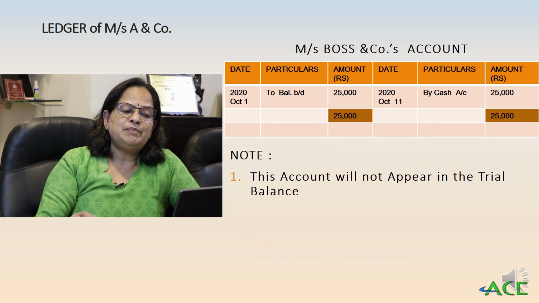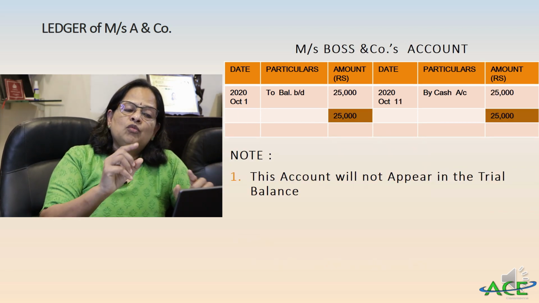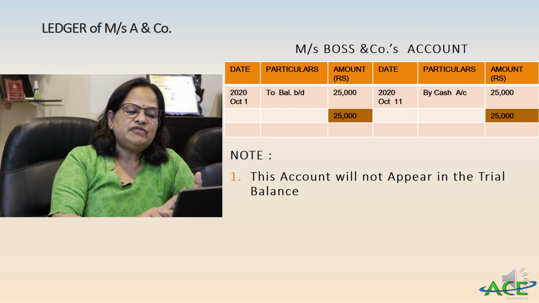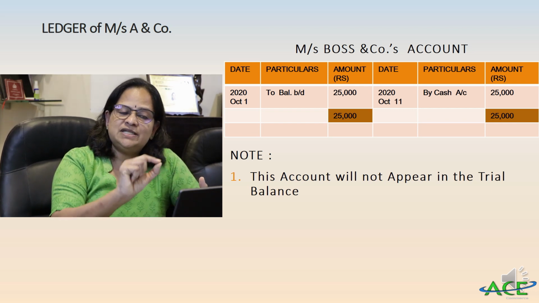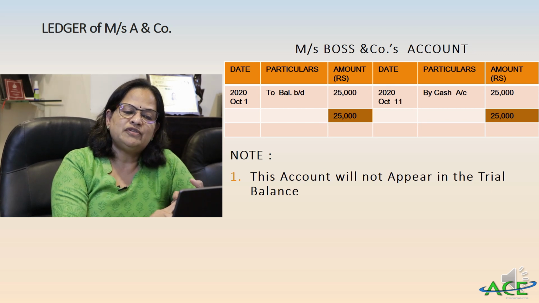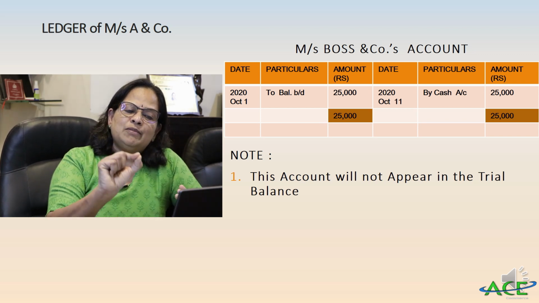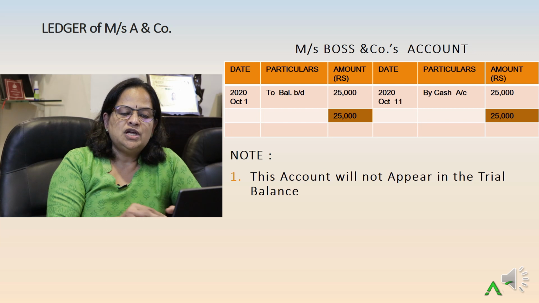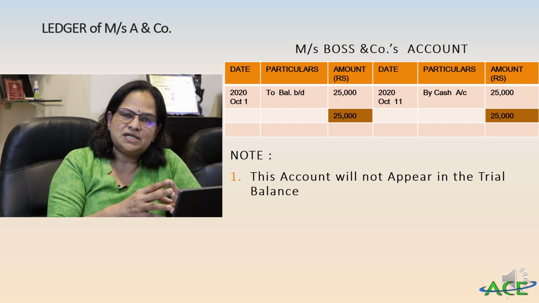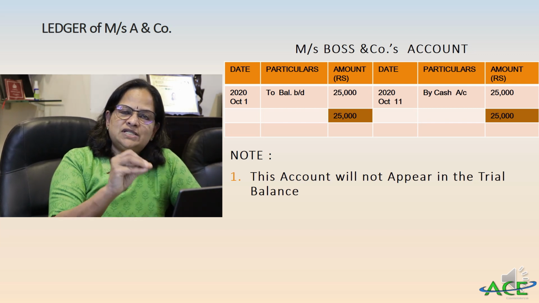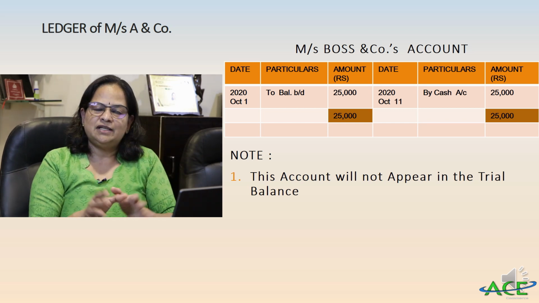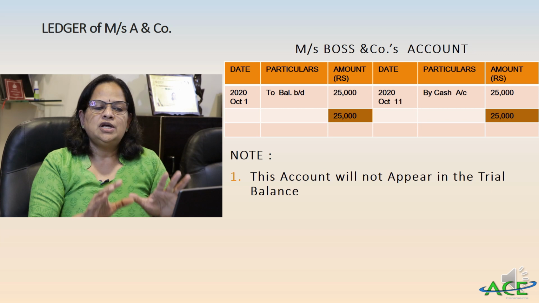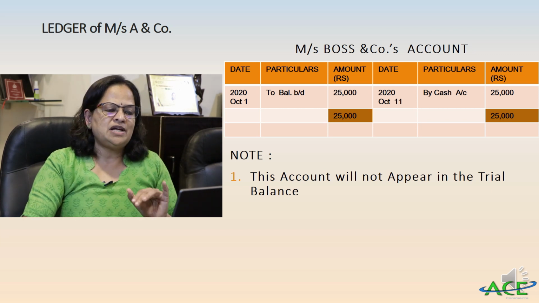Next is Boss and Company's account. There is one side, debit side 25,000, that is from the opening balance. In the assets first journal entry, this value is there 25,000, and they had settled the amount by paying cash 25,000. So this item will not appear in the trial balance, just like furniture and fixtures is not appearing in the trial balance because debit side is equal to credit side. There is no balance in the ledger account. So this item will not come to the trial balance.